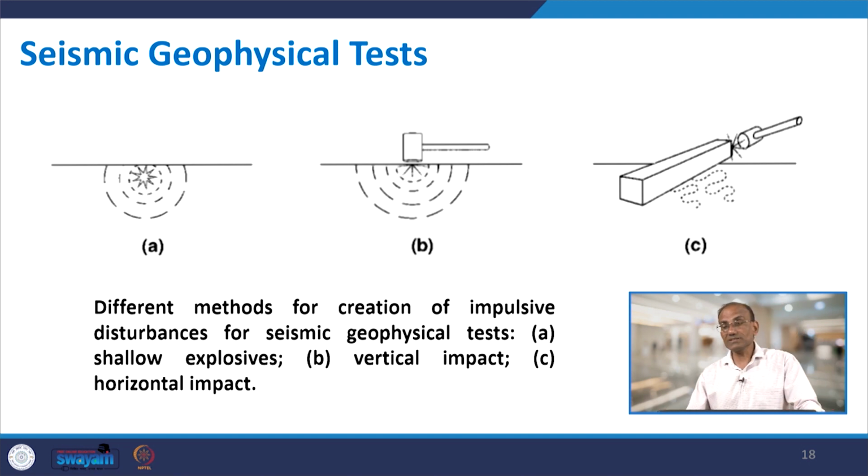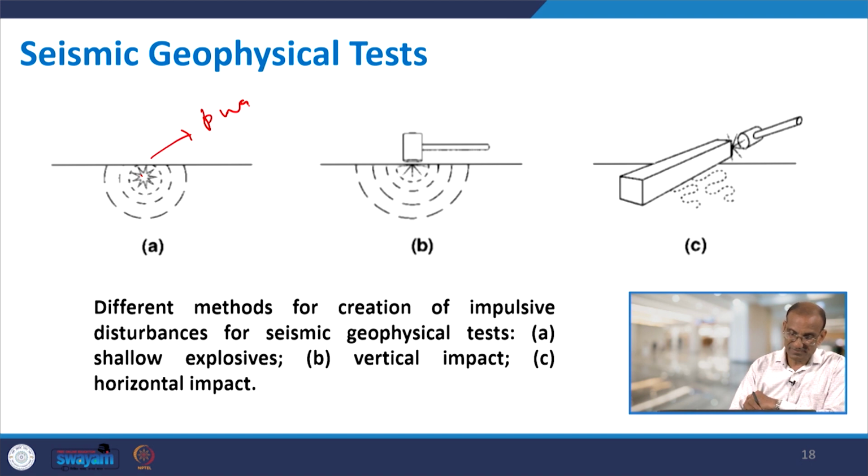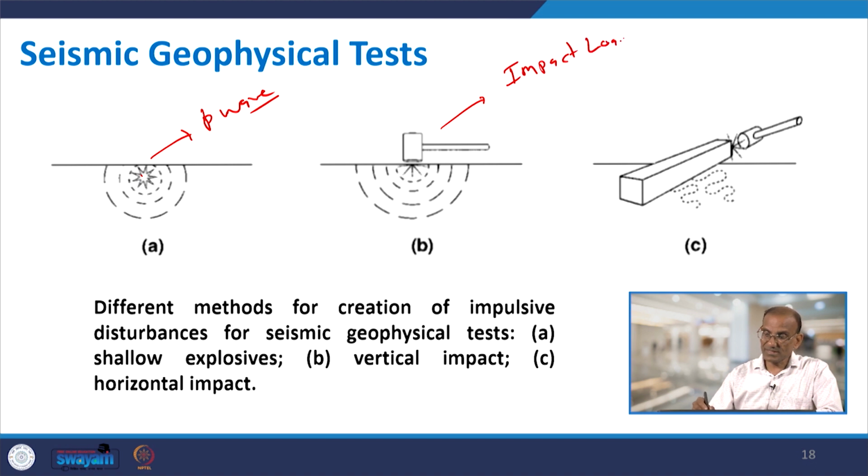What this figure shows is the source of disturbance, how you create the disturbance of the wave for doing this test. In the first case, some explosive is used and this explosion is done below the earth, so a P wave will be generated. It is rich in P wave content. Again, if this is vertical impact loading, in this case hammering, you are using impact loading, and in this case also a P wave is generated.